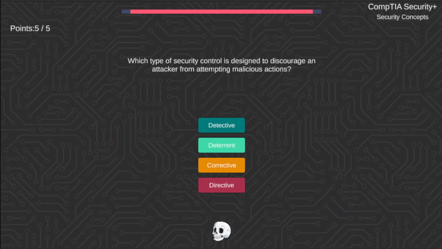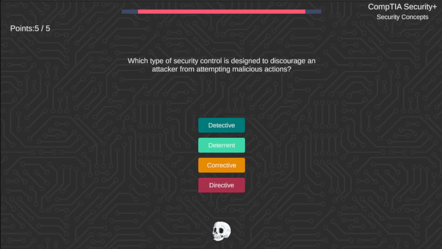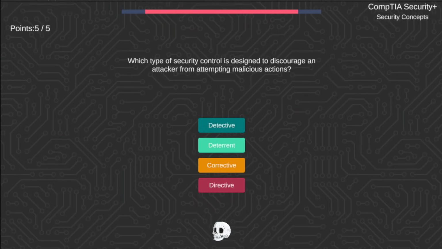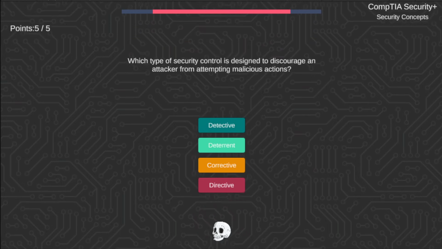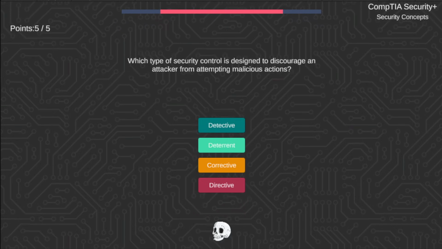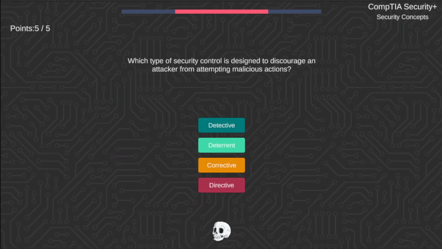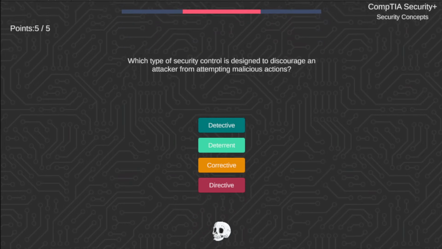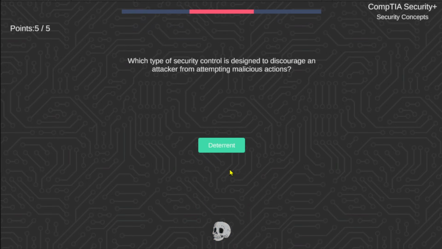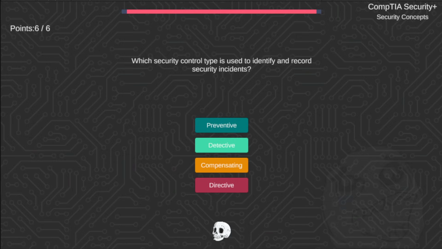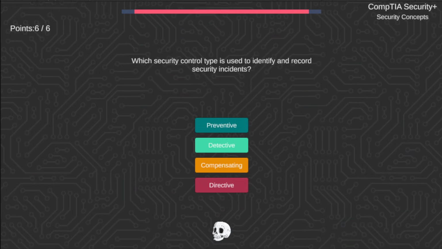Which type of security control is designed to discourage an attacker from attempting malicious actions? Detective, deterrent, corrective, or directive? Correct answer is deterrent. I feel like there's some softballs at the beginning. It's not going to be this easy throughout the entire thing.